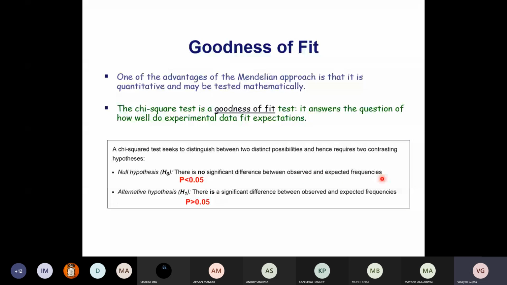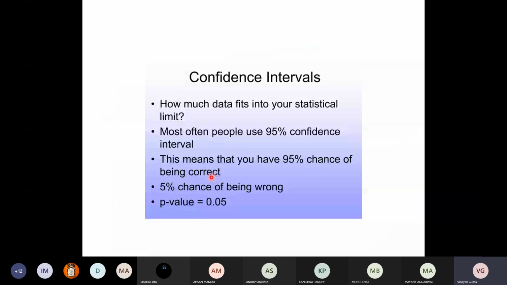And here it is mentioned P is less than 0.05. What do you mean by P less than 0.05? This value is determined based on the confidence interval. What do you mean by confidence interval? It will tell you how much the data fits into your statistical limit. Mainly in biological science, this is the limit.